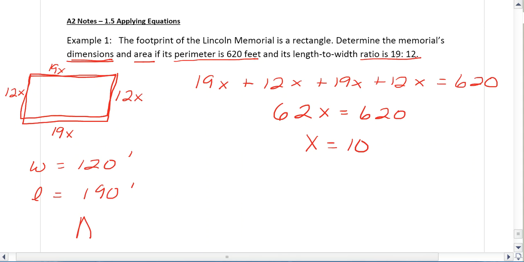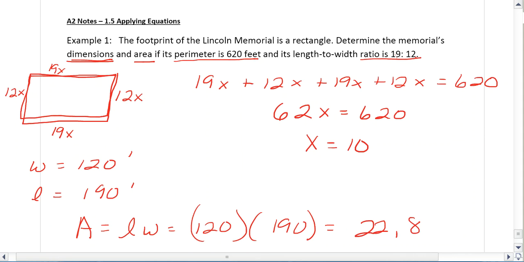And the second part I was asked to find is the area, which we know is length times width, and 120 times 190 is 22,800, and area is always in square units, in feet squared.